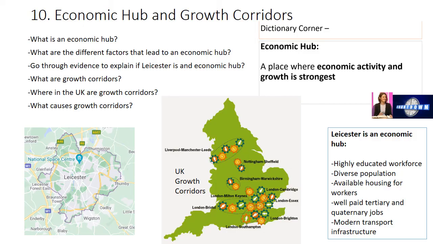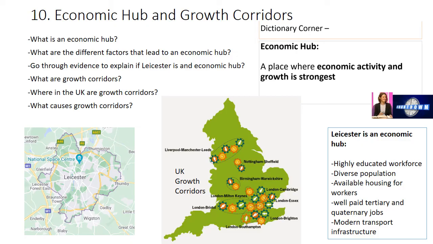day. To be an economic hub, you need a highly educated workforce. So Leicester's got the two universities, Leicester University, De Montfort University, as well as Loughborough University to the north. You need a diverse population to generate the range of ideas to come up with those jobs of the future. Again, Leicester has that. You need available housing for workers. There are lots of housing developments around Leicester, for example the All Saints Brewery apartments and all the new apartments being built along the River Soar.